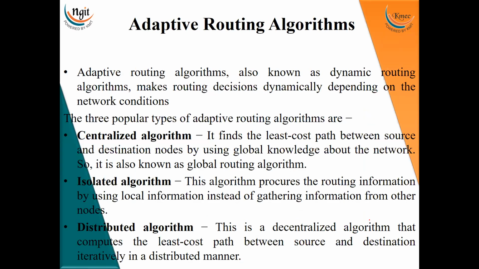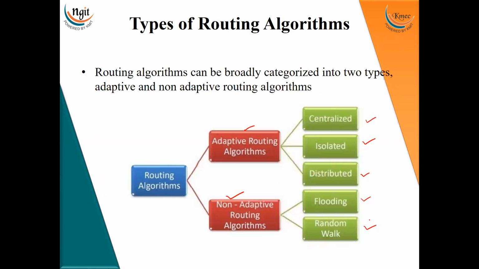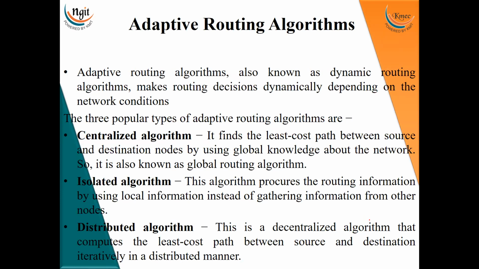Here, we'll go through an in-depth explanation of the centralized, isolated, as well as distributed routing algorithms. Now we'll see what is meant by the centralized routing algorithm. The adaptive routing algorithms are also known as dynamic routing algorithms. They make routing decisions dynamically depending on the network condition. What is meant by the centralized algorithm? It finds the least cost path between the source and destination nodes by using global knowledge about the network. That means this centralized algorithm is also known as a global routing algorithm.